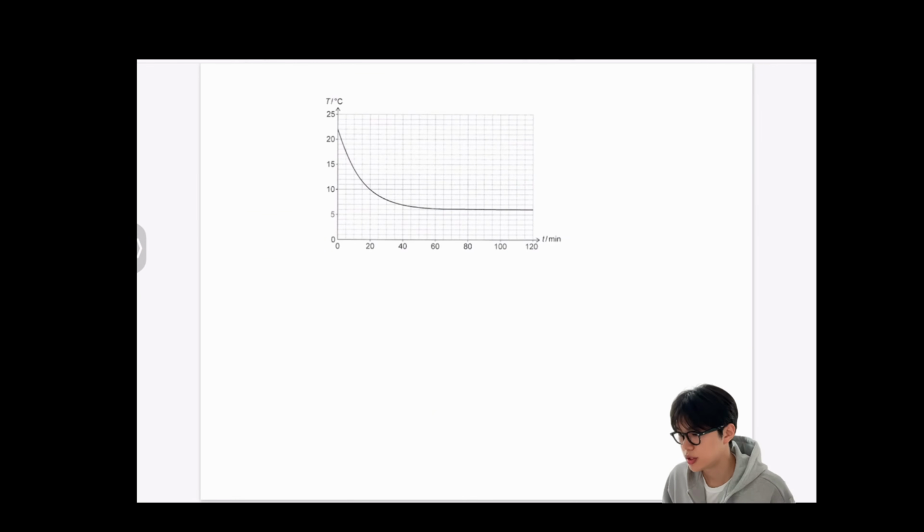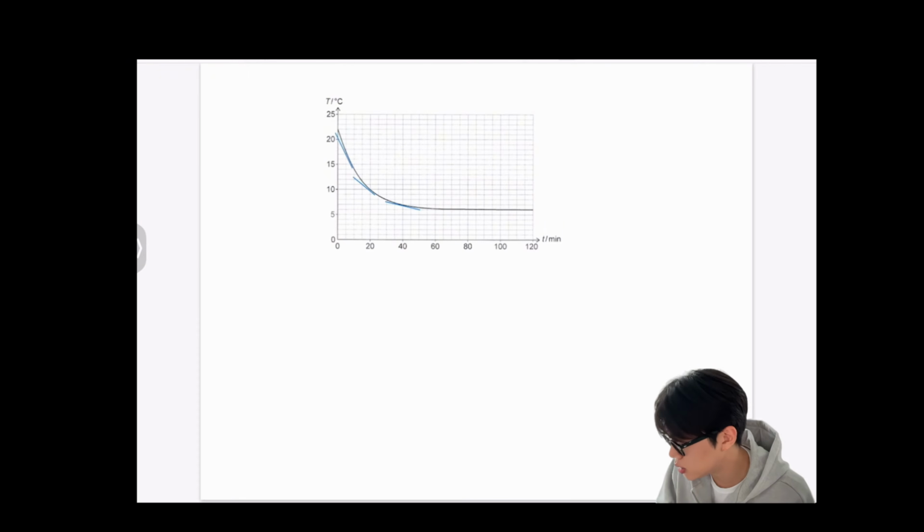Right, moving on to question C. If you see question C, you will have this diagram, and for question C1, they ask to outline why the magnitude of the gradient of the graph decreases. If you see, the gradient was initially great and then it decreases, right? So we have to explain why it is like that.